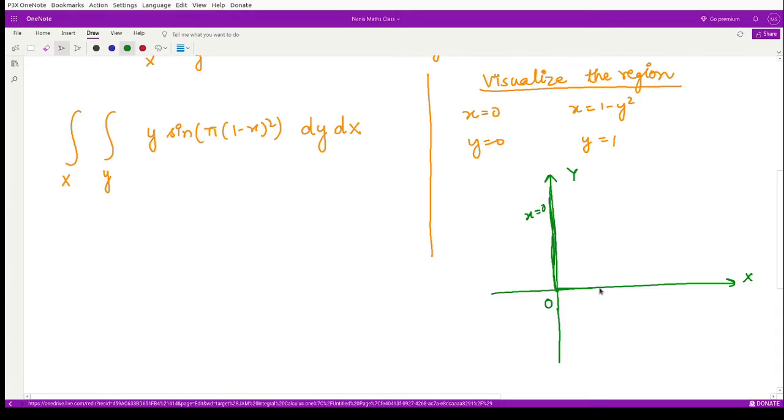Y is equal to 0 means we are talking about this x-axis, and suppose this is the point 1 on the y-axis. So y is equal to 1 would be a straight line passing through 1 on the y-axis and parallel to the x-axis. So this line also, it would move in this direction also. So these are your lines: y is equal to 0, y is equal to 1, x is equal to 0.